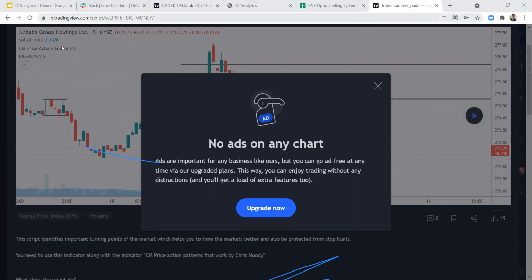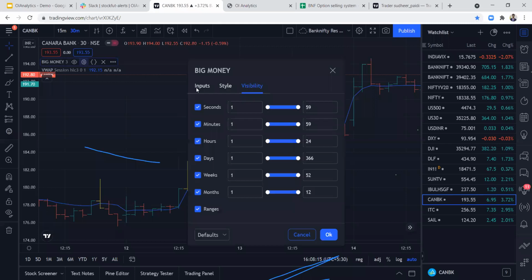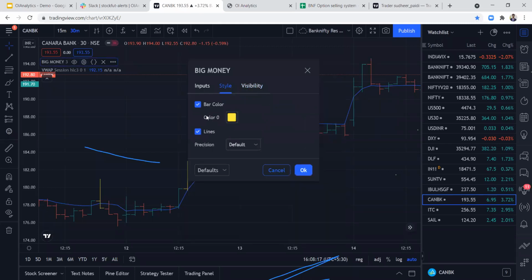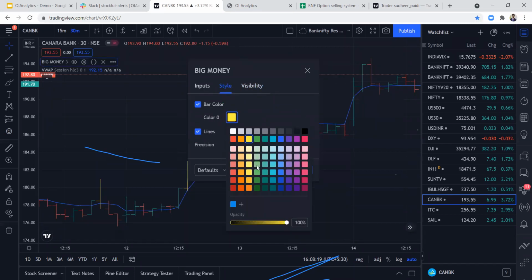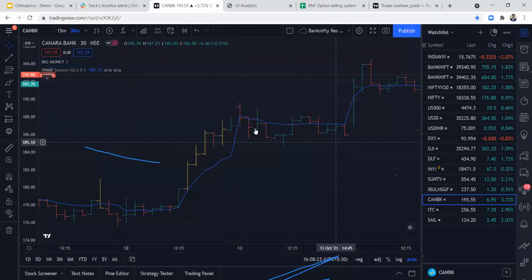Basically, if you go to settings and style, here you can change the color to any other color that you wish. I preferred yellow. By default, I think it will be white. Don't get confused that the yellow candle is not coming. That's why I'm sharing this.